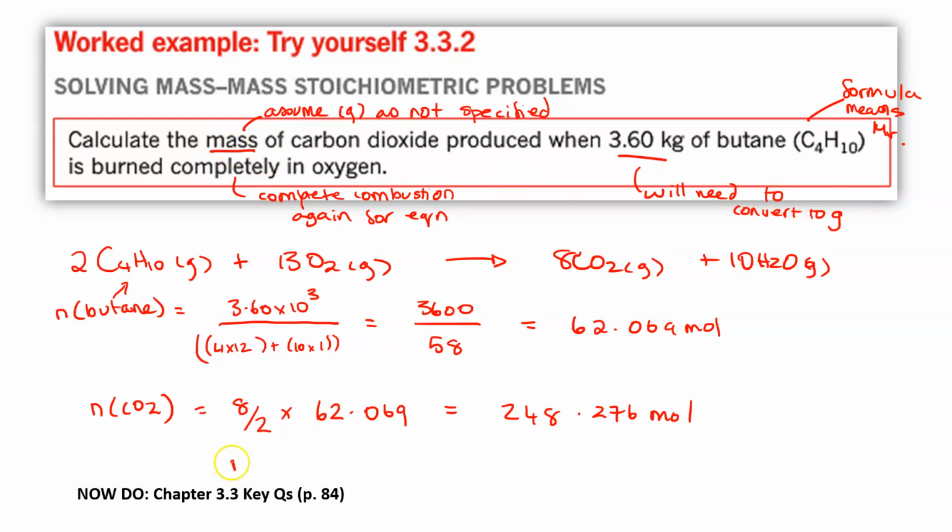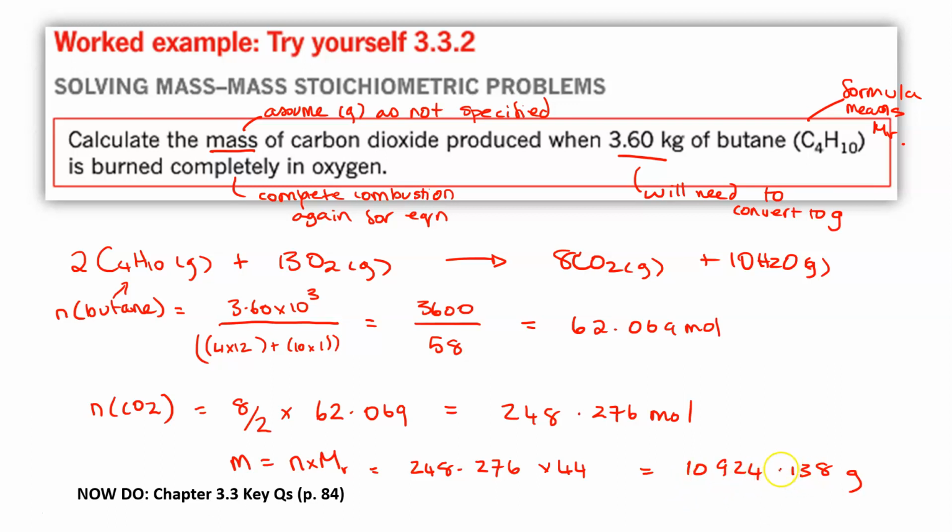So now to find the mass of carbon dioxide, we're going to use n times big M, or Mr, which is going to be our number of mole, 248.276, multiplied by 44 grams per mole, which is the molar mass of carbon dioxide. This is going to give us a very large number of grams, 10924.138 grams. Okay, but we need to get this to 3 significant figures.